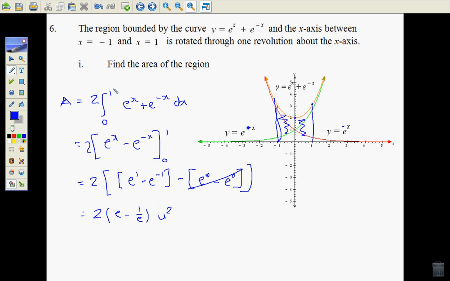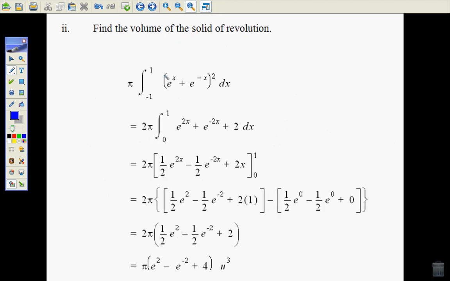2 lots of the integral from 0 to 1 of the function, and it integrates down to give me that expression there, or that value there. Now we want to find the volume. The volume is going to work very similar. It's going to have pi y squared dx between minus 1 and 1. y is e to the x plus e to the minus x. So again, I'm going to go 2 pi and 0 to 1 because it's symmetrical. Even the volume will be symmetrical there.